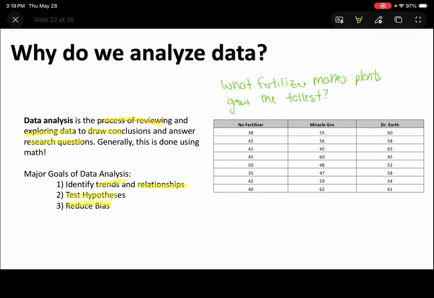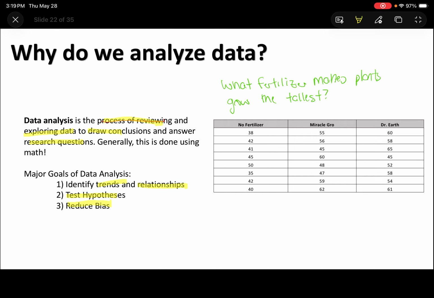Now, we're not going to go into too much detail about the nitty-gritty of how we analyze data and how we do this to reduce bias, but if we use math and programs to help us with the data analysis, that can help reduce our own bias. I'm not just looking at these numbers and saying, oh, well, Dr. Earth has more numbers in the 60s, so it's better. That's a biased approach. Data analysis allows us to do this as unbiased as possible.